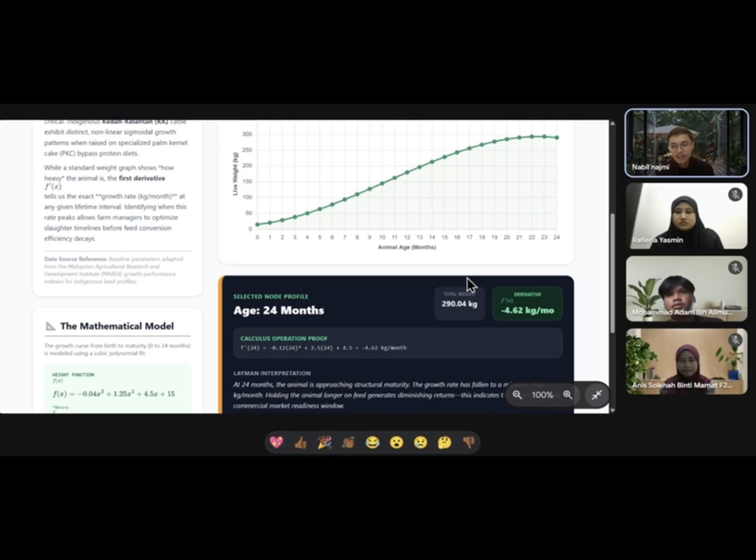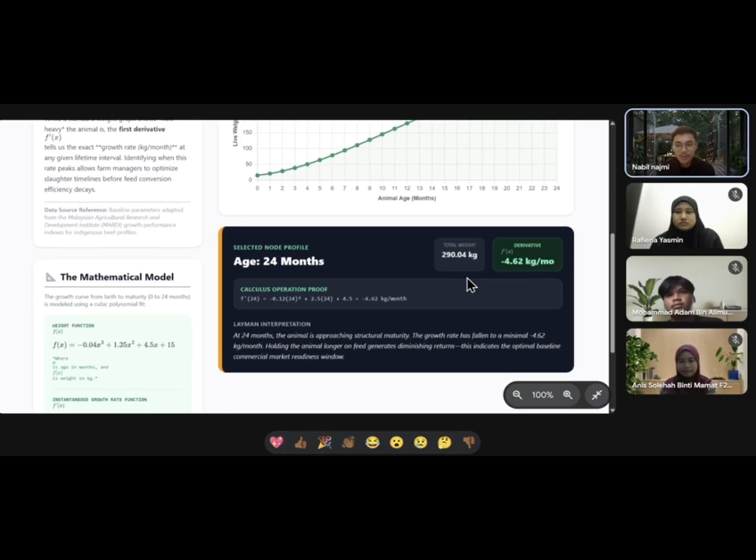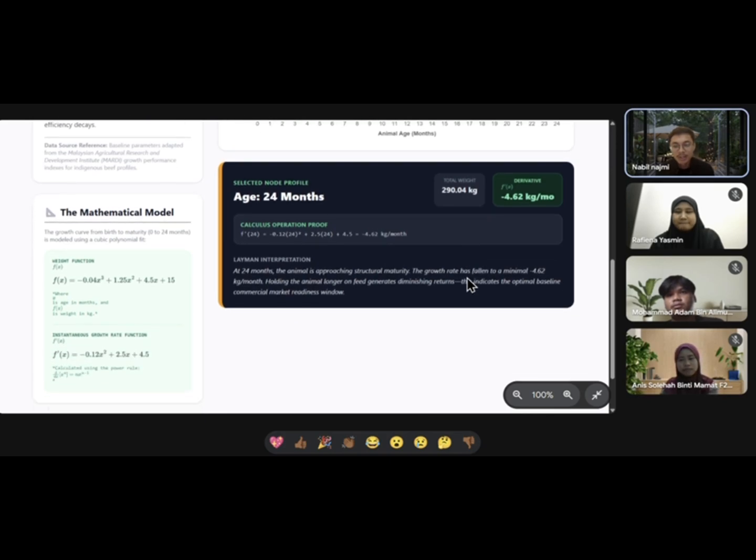In conclusion, calculus does help farmers make more accurate decisions regarding cattle management. This will lead to an improvement of efficiency and productivity in Kedah-Kelantan cattle meat production.